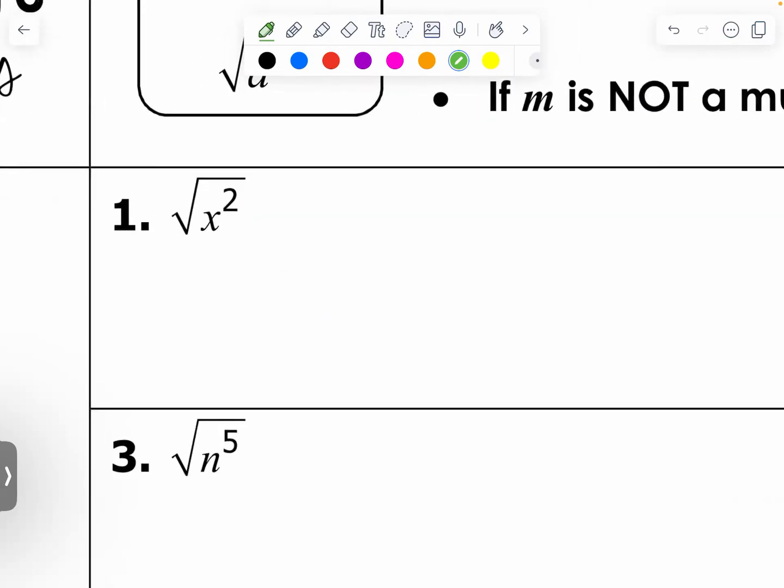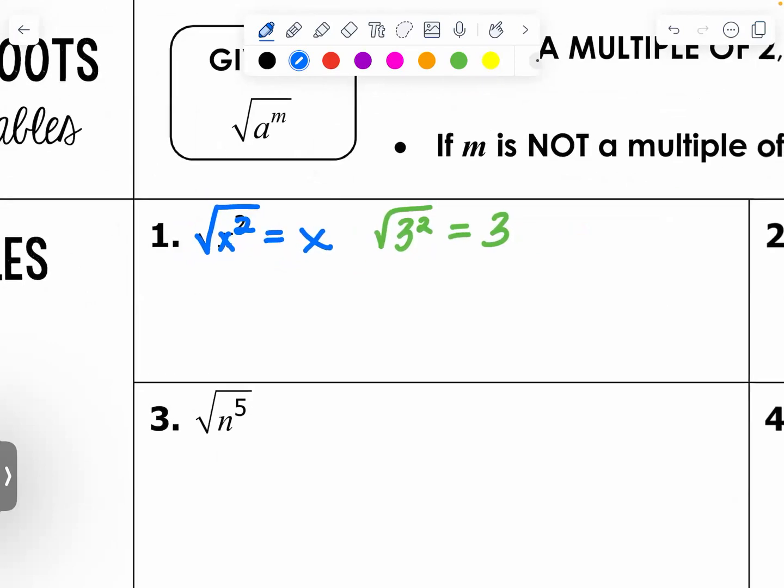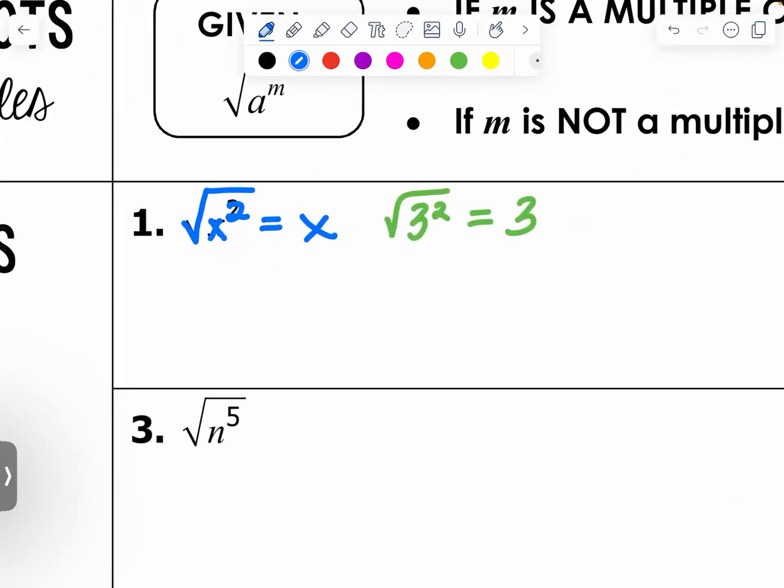Hey guys, what's the square root of 9? Okay. 9 can also be written as 3 squared, right? So Kari is saying that the square root of x squared is just x. Yeah, because x squared is x times x. So when we have a pair, when we have x squared, we can take it out.